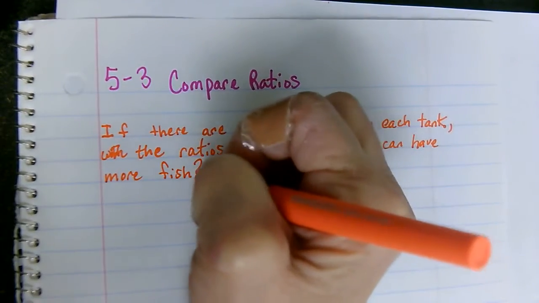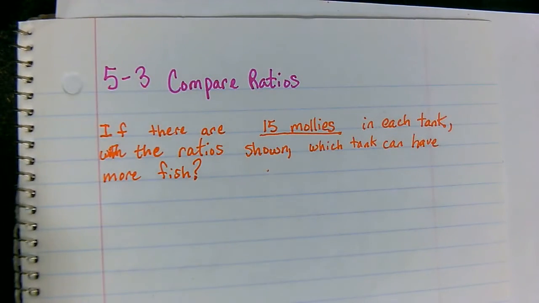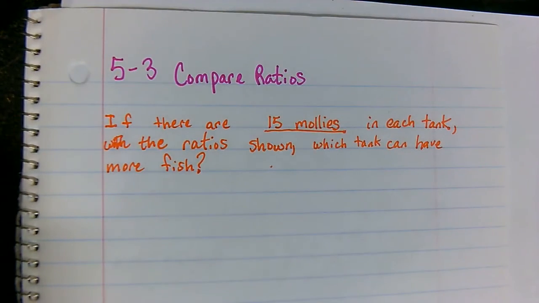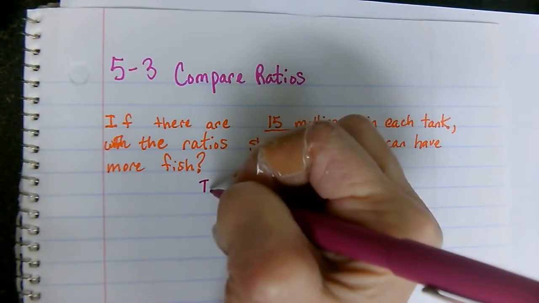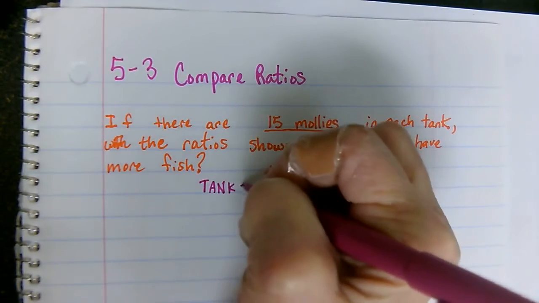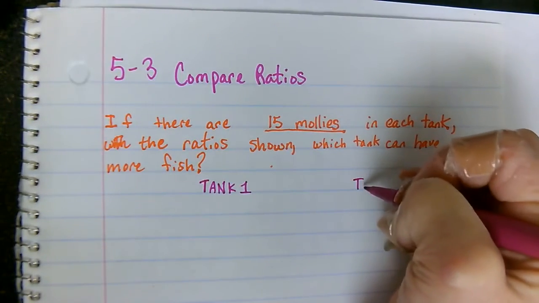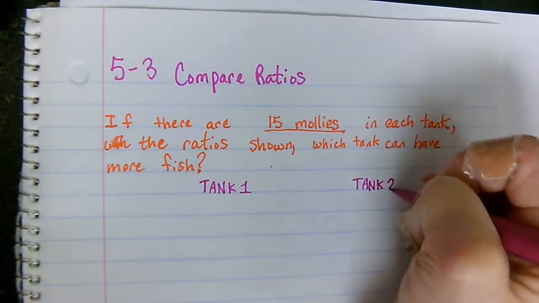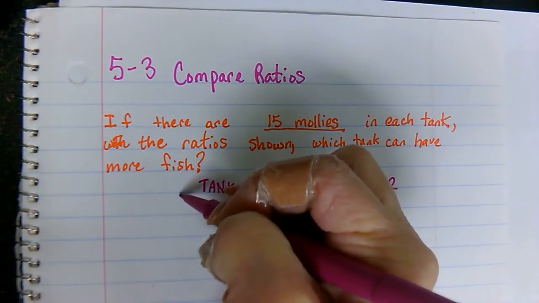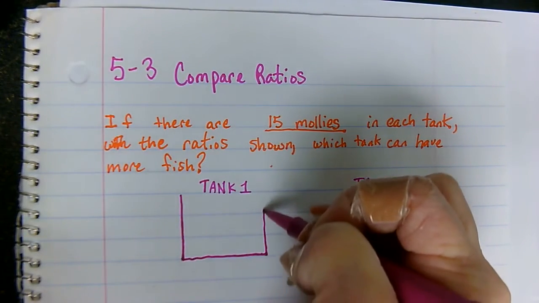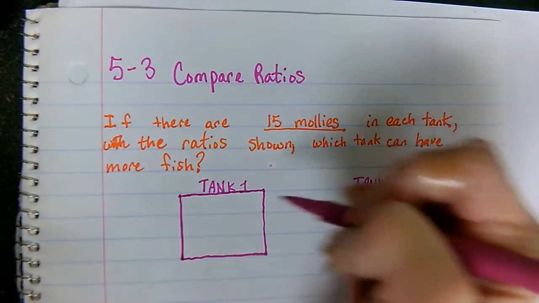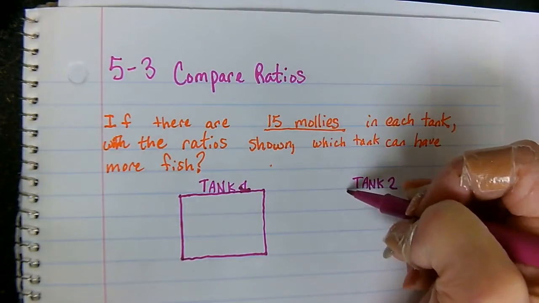Now, we're going to look at more than one strategy to solve this problem today, all right? Let's look at what is in tank 1 and tank 2 first. Let's make a table, okay? Tank 1, tank 2, and in tank 1, I'm going to make a little box. And I'm going to do the same for tank 2.